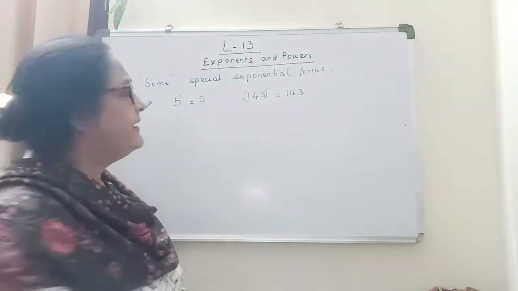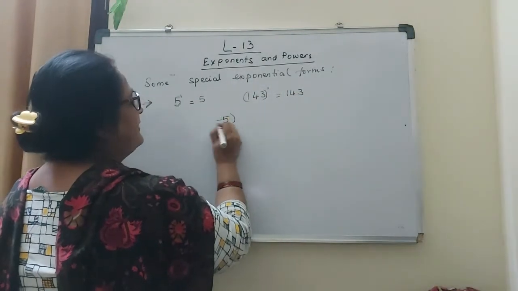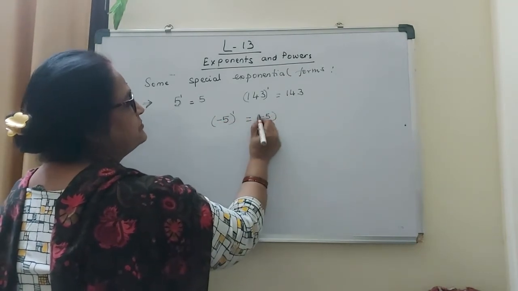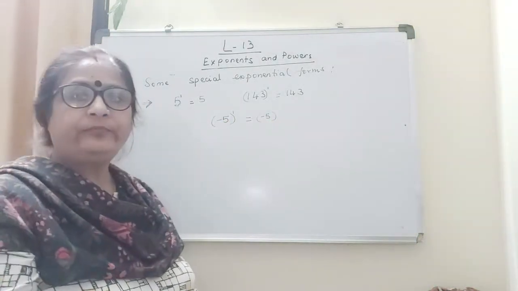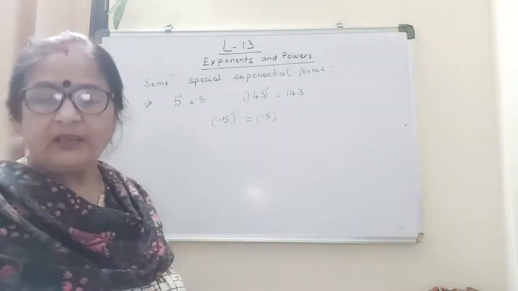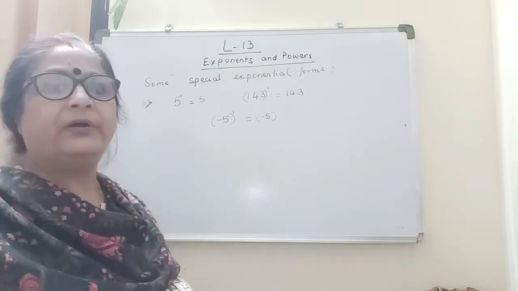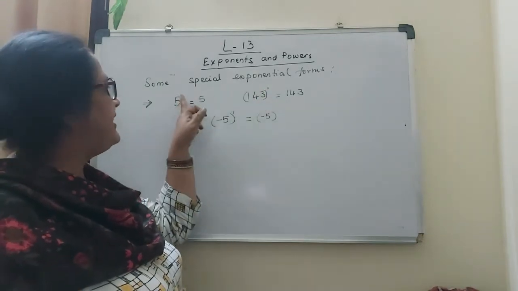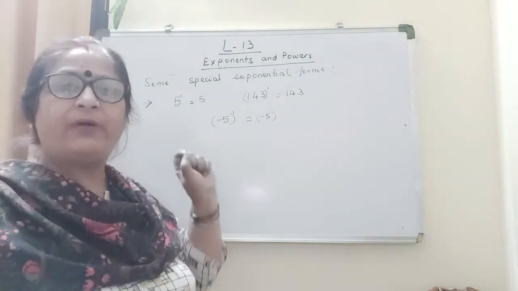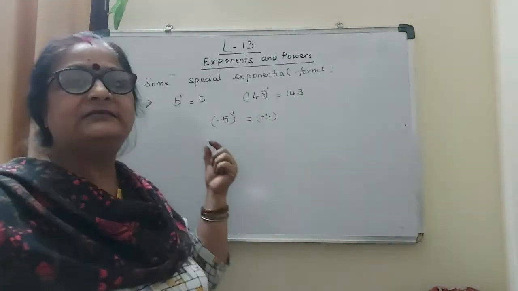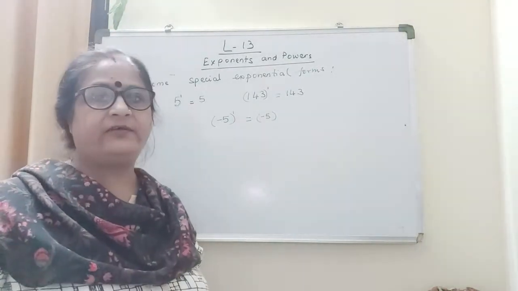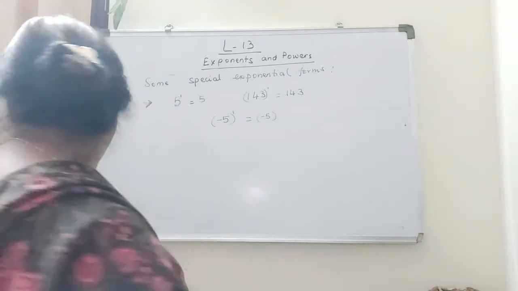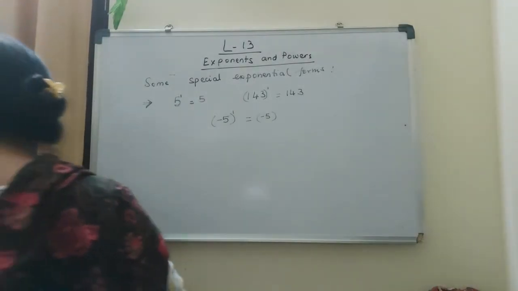Any number for that matter. Minus 5 raised to the power of 1. How many times is minus 5? Just one time. So, in other words, if any number is raised to the power of 1, then it is the number itself. Okay? So that is raising it to the power of 1.